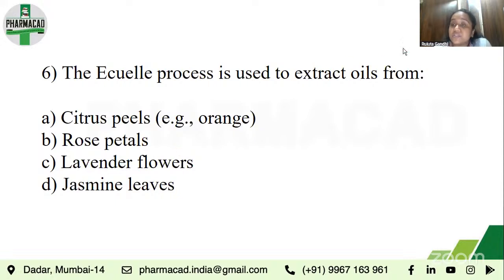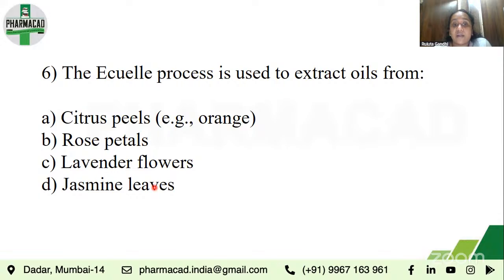Next, the Ecuelle process is used to extract oils from which of the following? Now understand, the Ecuelle process is used to extract oils from fruits. There are three different types. One is the enfleurage method, you can note it down. Other is steam distillation or hydrodistillation method, both hydro and steam distillation. That is generally used for dried or fresh plant material, that is plant parts like leaf or bark. For fruits, we use the Ecuelle process.